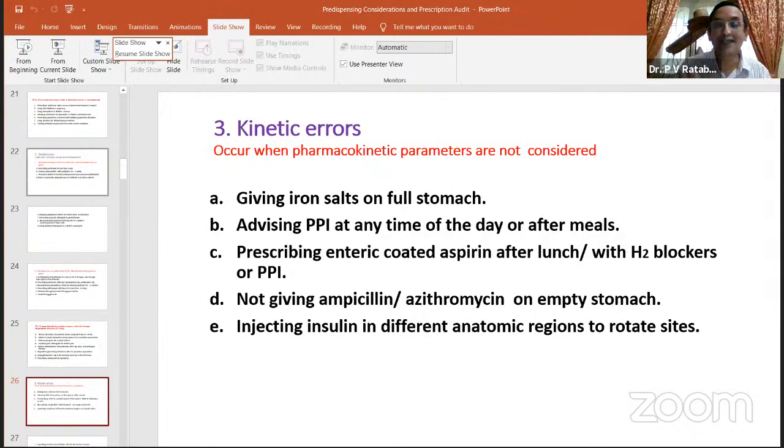Like if you are taking insulin on the thigh, the thigh is a very big area, you take insulin on different portions of the thigh. Or if you are taking it around the umbilicus, take it at a different region around the umbilicus every day. But don't change from umbilicus to thigh. So here you can educate the patient, because patients do not know. They are not being told by the doctor. So please educate the patient. Injecting insulin in different anatomic regions can cause problems in absorption.